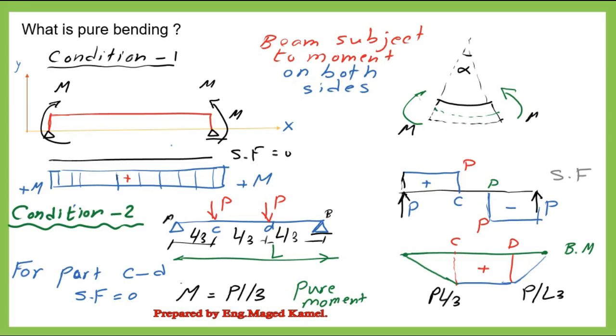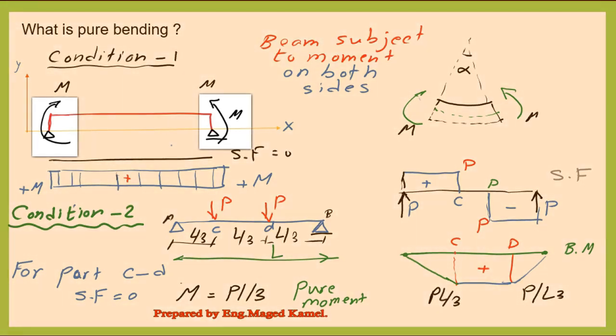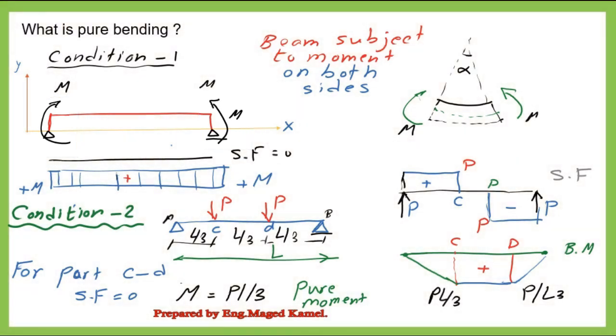Next, we are going to talk about pure bending. What is pure bending? Pure bending means that the beam is subjected to moments on both sides and they are both equal. The shear value will be 0. Why? The shear value will be 0.